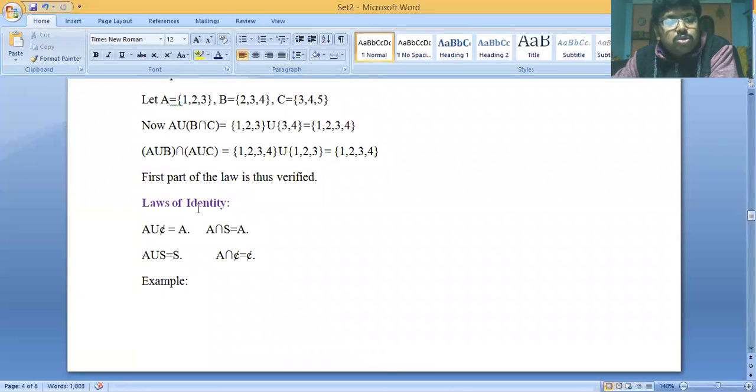Now the laws of identity. Okay. So A union null set is equal to A set.